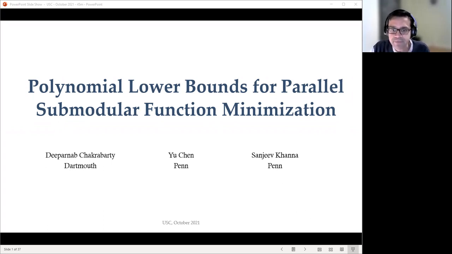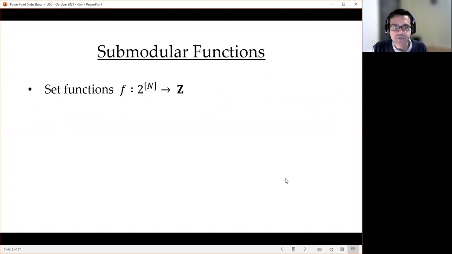Okay, so let's begin. So submodular functions. So these are set functions. So there's a finite universe which will have capital N elements. So the capital N will always be used to denote the size of this universe. And a set function assigns a value to every subset of the universe. And then we're going to assume, for most of the talk, that the range is just integers.